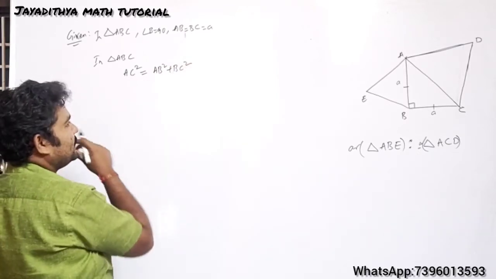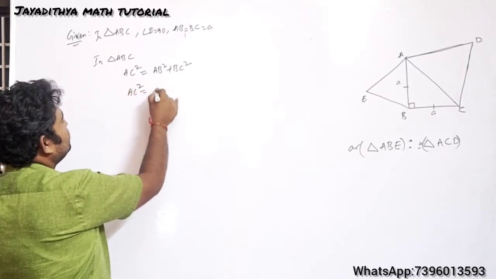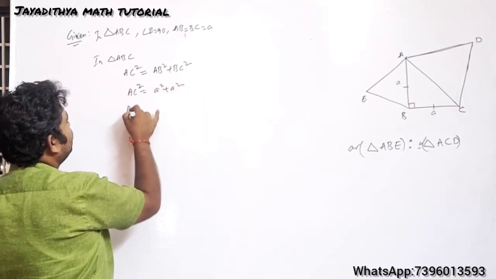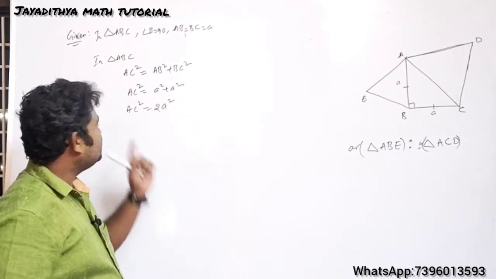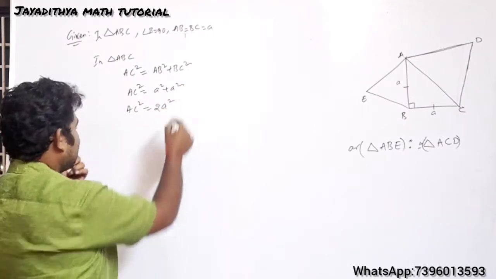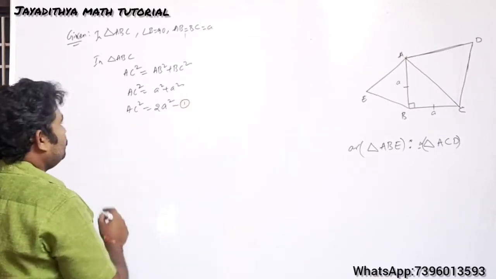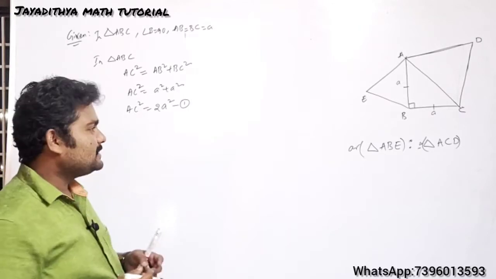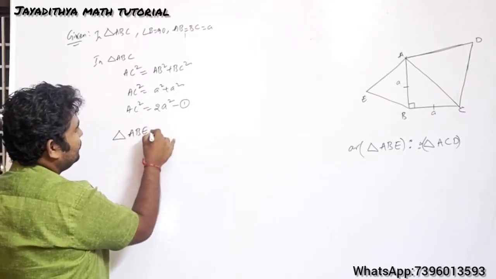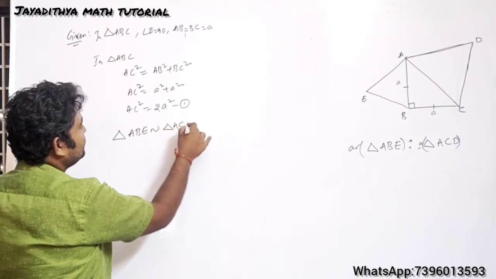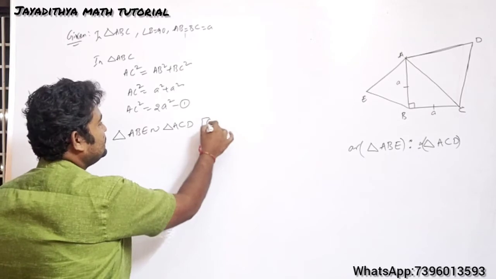So what is AC square here? AC square is equal to a square plus a square. So AC square will be equal to 2a square. Let us take this as equation 1. And what is the information given? There are two similar triangles. So triangle ABE is similar to triangle ACD. So this part is given.